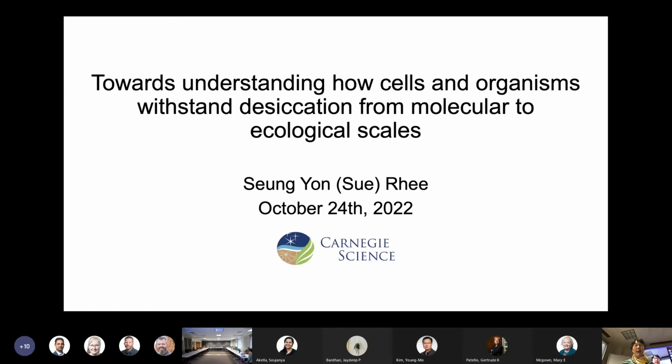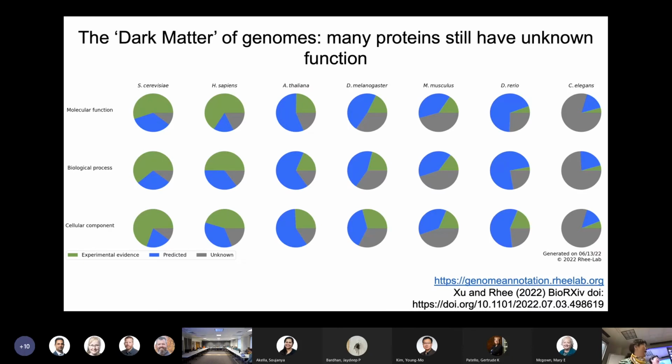So this just shows you the pie charts of very heavily studied organisms. The green parts of the pies represent genes that have been experimentally characterized. The blue parts are those that are computationally predicted for function. And the gray parts are those that are completely unknown for function. It's probably hard to read the species names, but this is ordered based on how much is known.